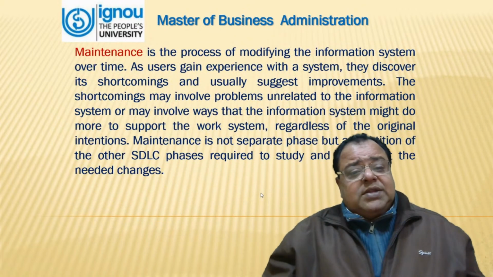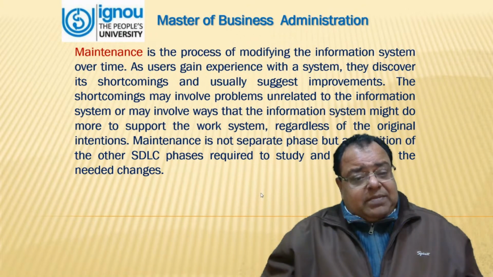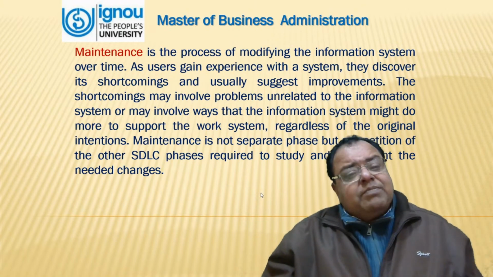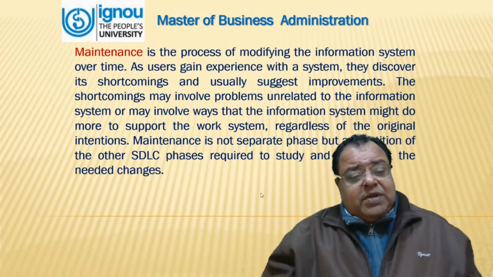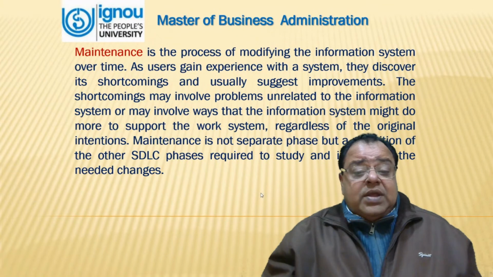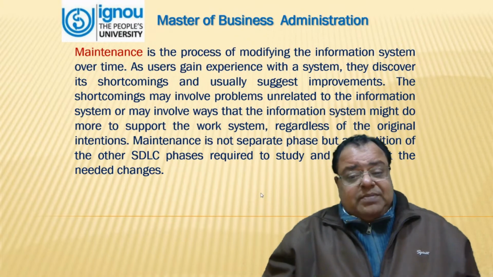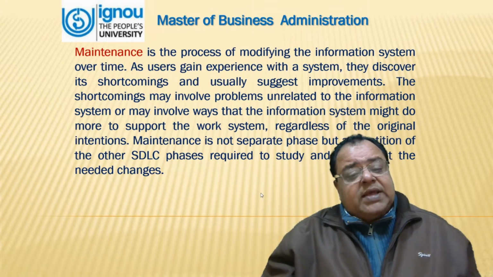As far as maintenance is concerned, maintenance is the process of modifying the information system over time. As users gain experience with the system, they discover its shortcomings and usually suggest improvements. The shortcomings may involve problems unrelated to the information system or may involve ways that the information system might do more to support the work system, regardless of the original intentions. Maintenance is not a separate phase, but a repetition of other SDLC phases required to study and implement the needed changes.